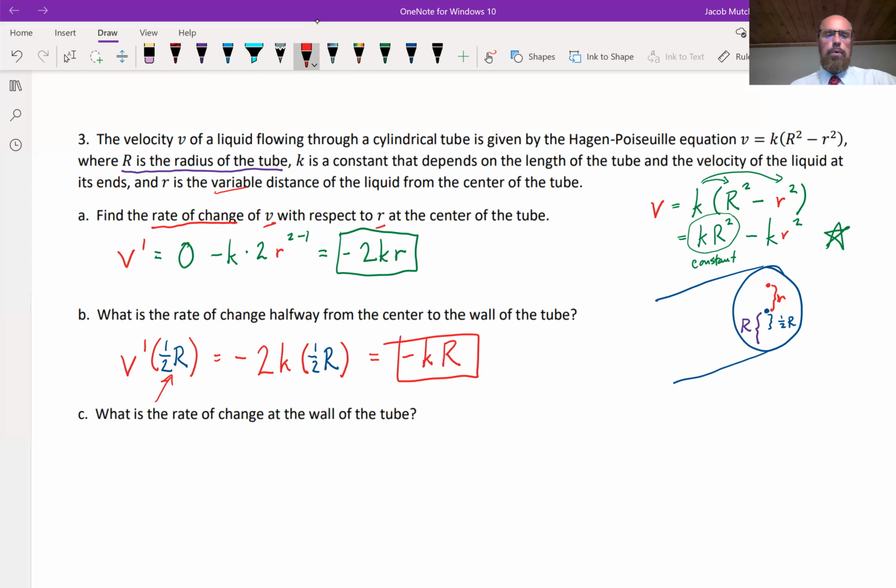The last question is, what's the rate of change at the wall of the tube? So here again, I'm going to use that same derivative, and I just again want to substitute in some value that would represent the distance from the center to the wall. So again, I kind of have that written already. That is big R. By definition, the distance from the center to the wall is going to be the radius. So here I don't need to put any fractional multiplier, it's just R itself. And as I substitute that in, we solve directly. That's negative 2k big R.